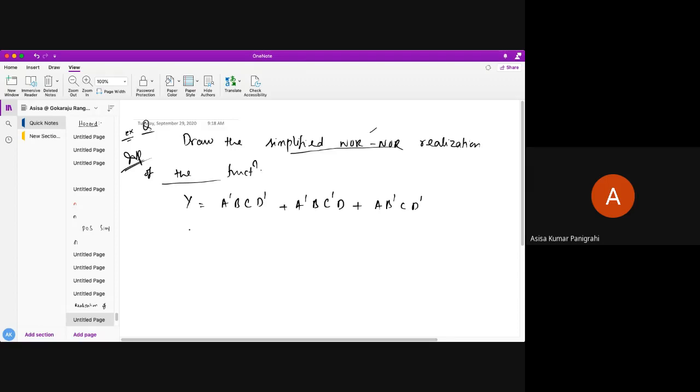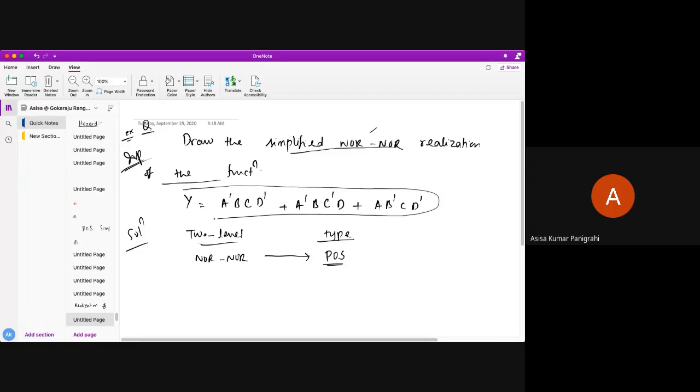If you want to realize a two-level NOR circuit, the type of function you require is POS type. Am I correct, students? So this is my solution. For NOR realization, I need the POS form of the equation. But in the question, is it in POS form? No. The question is given in canonical SOP form.